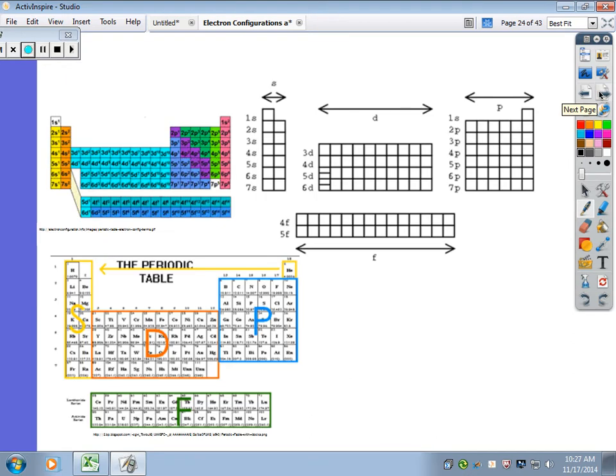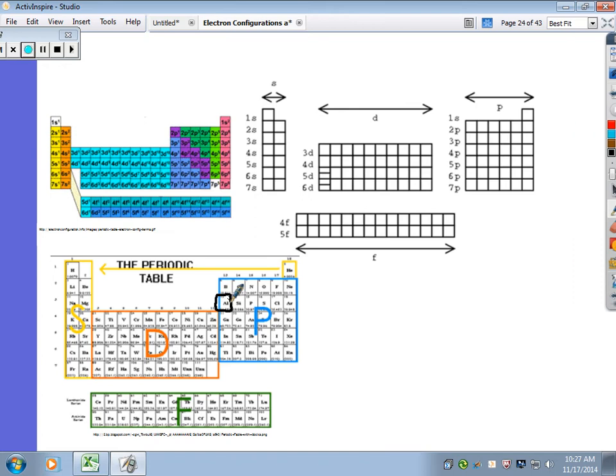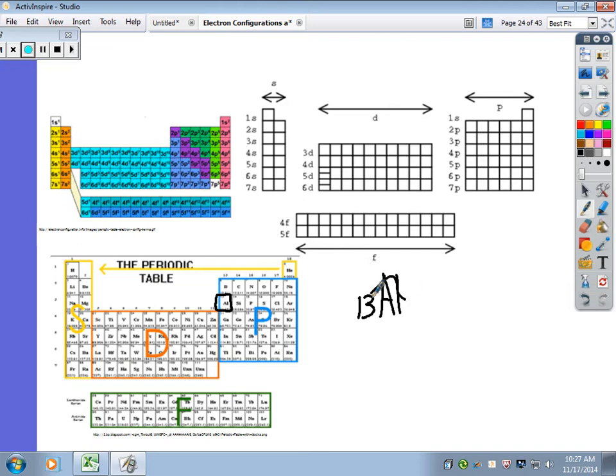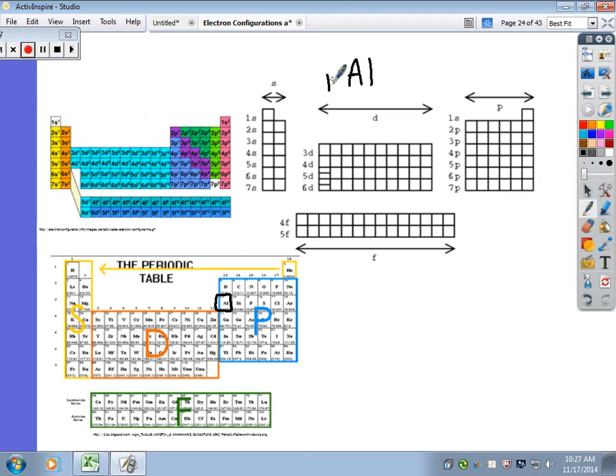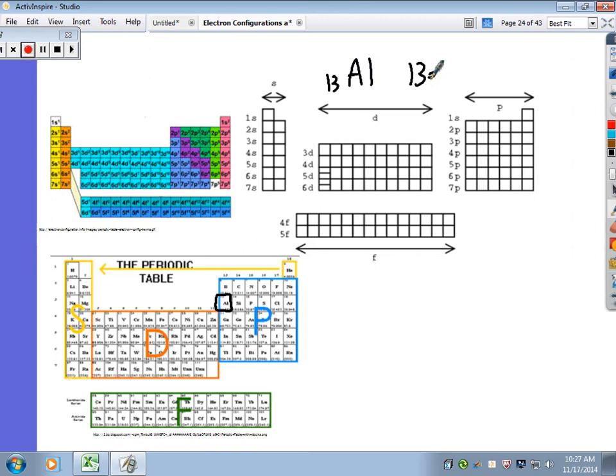So let's go ahead and draw aluminum. What's aluminum? Aluminum has 13, so that means I have 13 protons. You know what, actually, let me go ahead and put this up here so that we actually have space to draw this. So aluminum is 13 protons, so therefore it has 13 electrons to draw.